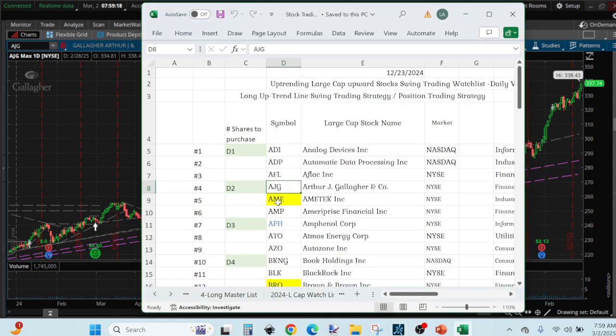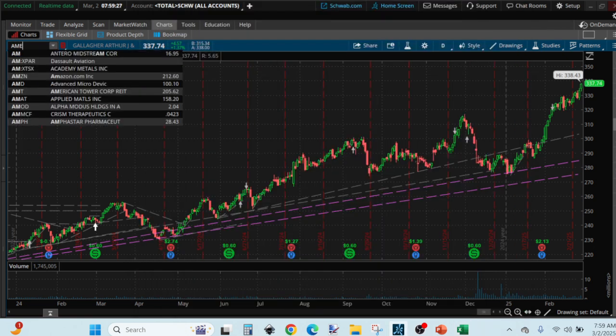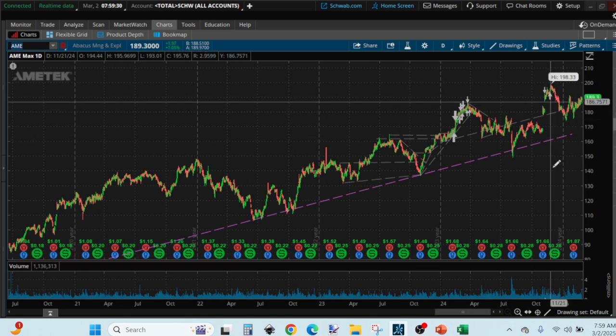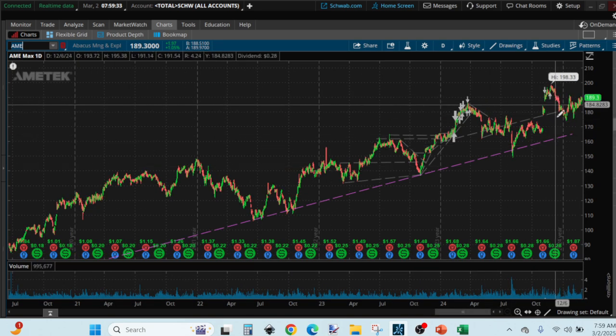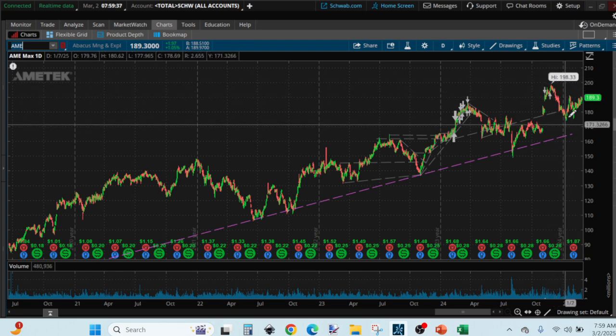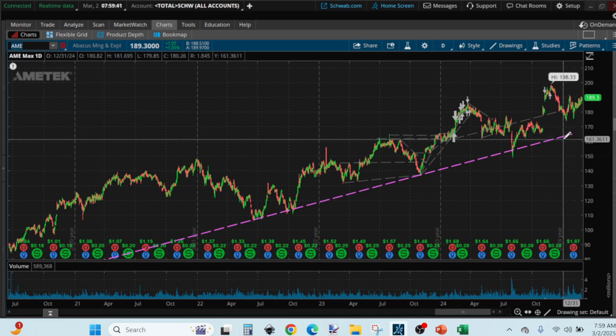So the next one is going to be AME. AME we purchased, we have not sold it yet. So AME, we purchased it there and we have not sold it yet. We purchased it quite high up. Shortly after that, it reached a new high and pulled back and has not gone up there. Next time we will buy it though, we will prefer to buy it at this trend line.